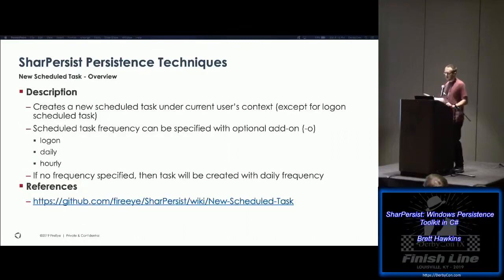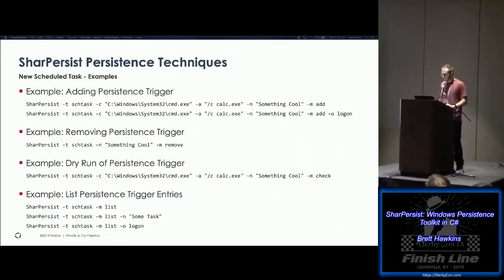Next one, new scheduled task. So it's going to create a new scheduled task under the current user's context, except if you want to specify one to run at logon, that's going to require admin privileges. You can specify the frequency with the -O. If you don't specify frequency, then it's going to be created with a daily frequency, and that scheduled task will be scheduled to run at a random time between 10 a.m. and 12 p.m. local time. Why? Because most people are using their machines between 10 a.m. and 12 p.m. local time. And again, the usage is going to be the same as the scheduled task backdoor.